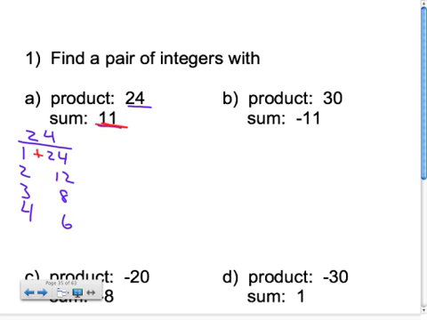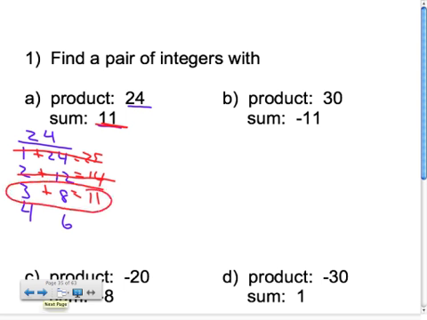Well, 24 plus 1 is obviously 25. Not that one. 2 plus 12 is 14. That's not 11. 8 plus 3, 11. Check. Okay, so the two numbers I'm looking for, the two numbers that multiply to get 24 but add to get 11, are 8 and 3.